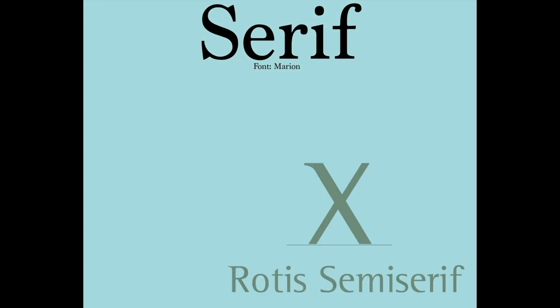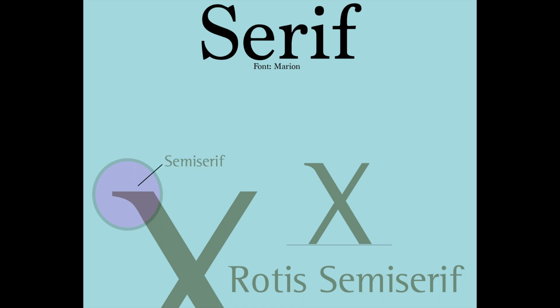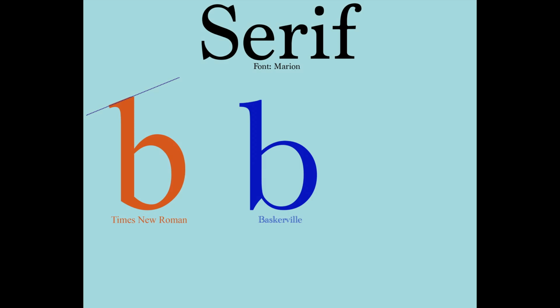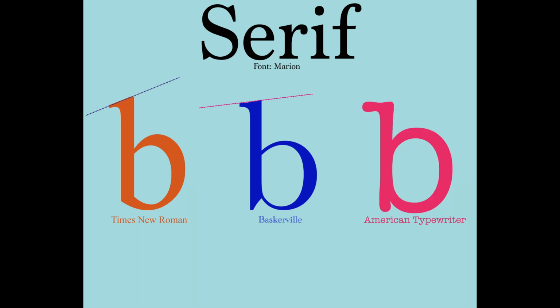Lastly, with the typeface Rotisse Semi-Serif, the serif is only on one side, making it have features of both serif and sans serifs. Simple enough, this type of serif is called semi-serif. Serifs can also have different angles. In the typeface Times New Roman, the serif is slanted, while in the typeface Baskerville Old Face, the serif only has a slight slant that is not as extreme as the Times New Roman. Some type serifs, like American Typewriter, have a very slight slant that basically looks like a straight line.